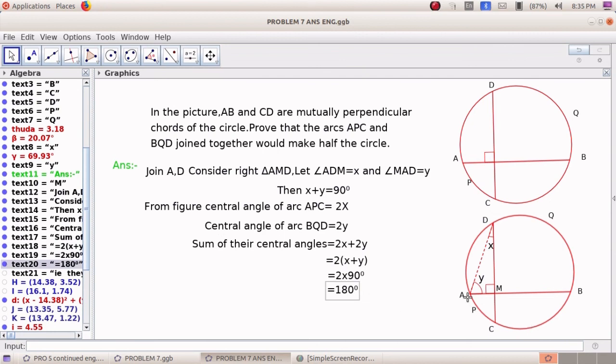We have proved the sum of the central angles of arc APC and arc BQD together gives 180 degrees, meaning when they attach together it will be a semicircle, or they together determine half of a circle. Hence we have done the proof.